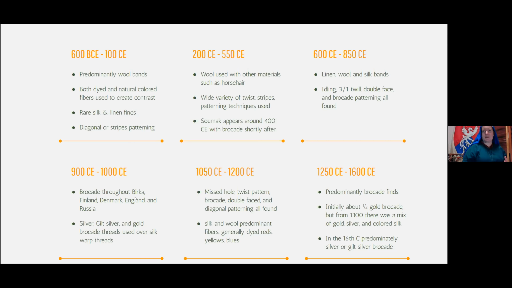About 1250, we go predominantly to brocade. We don't have a whole lot of other extant bands at that point. Initially about half gold, but then around the 1300s, we started seeing silver and gilt silver, as well as the colored silk used over it.